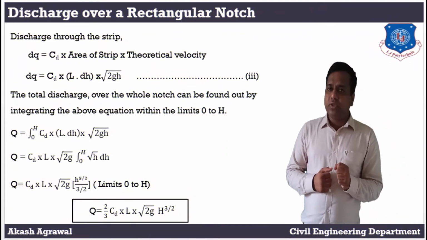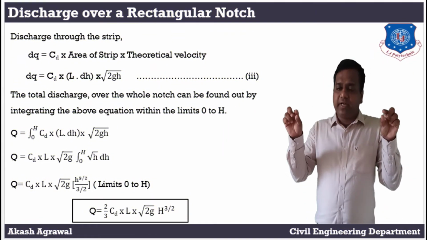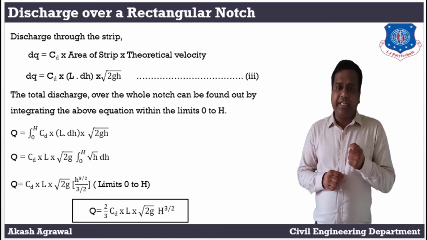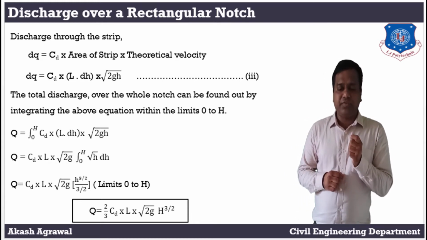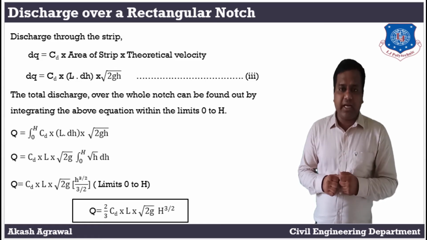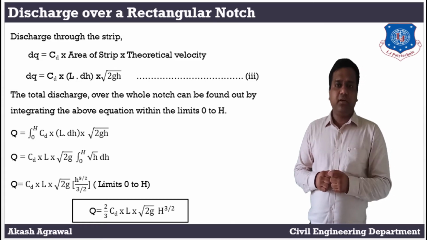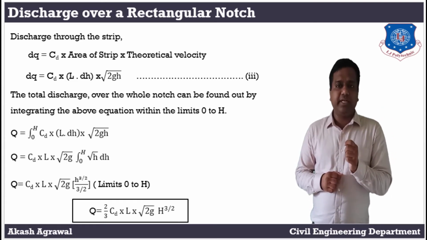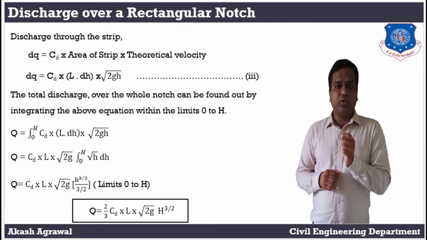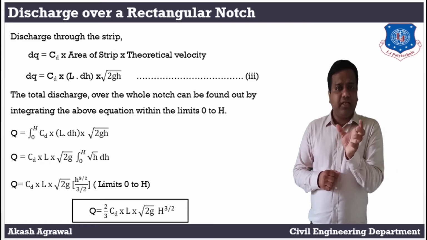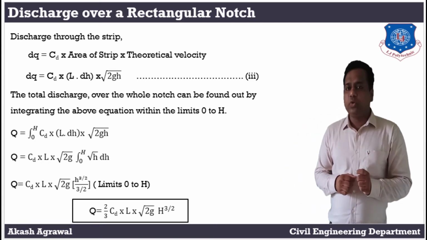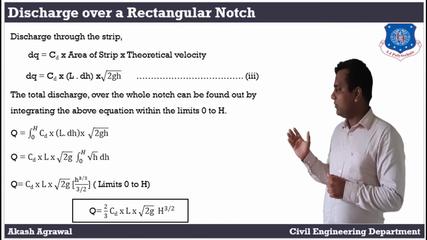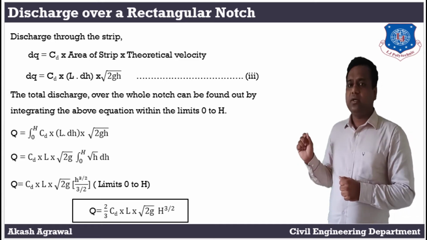Now, discharge through the strip. We are considering a fine, thin strip. So the discharge over the strip, dq, is equal to Cd, that is the coefficient of discharge, into area of the strip into theoretical velocity. Now from the above equations, the area of the strip is L into dh and the theoretical velocity is under root of 2gh. So the final equation becomes dq is equal to Cd into L into dh into under root of 2gh. That is equation number 3.